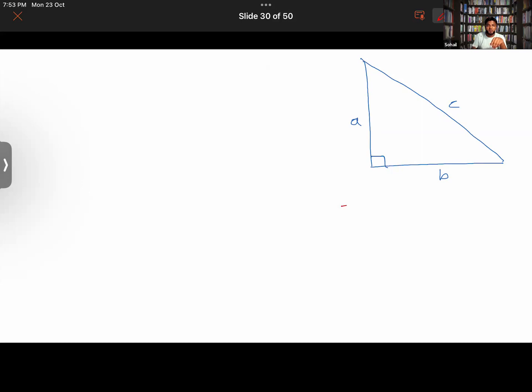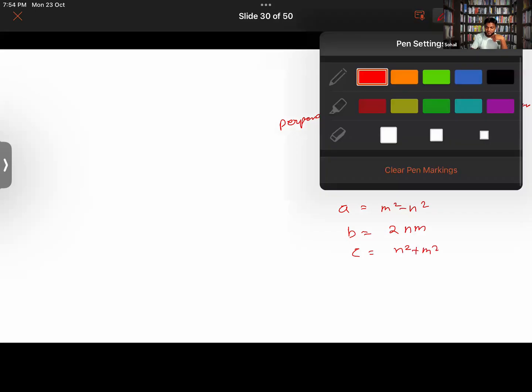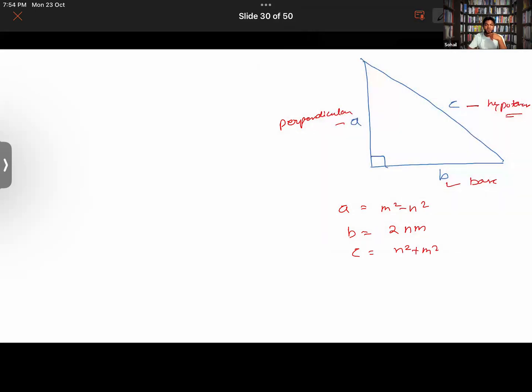Anyways, so in order to represent this, A हमारा क्या है? That is the perpendicular here. And B here is representing the base, and C here is representing the hypotenuse, right? Now, you guys are aware of the basic things here, right? So A will be equal to m square minus n square. B will be 2 into mn, and C will be m square plus n square, right?